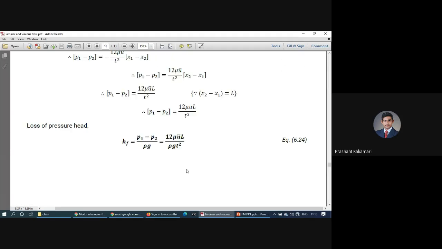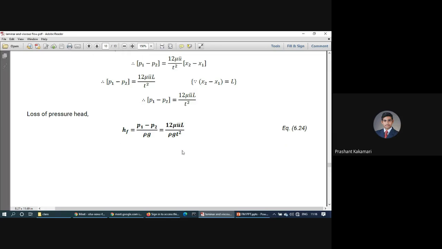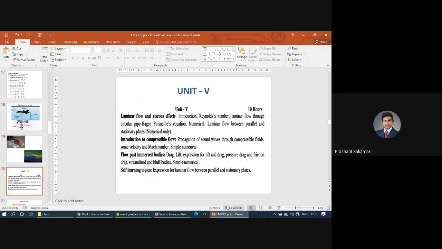Now we'll see the numericals on this using equations of flow between the parallel plates. So note down once again the pressure difference between two points in flow between the two parallel plates, that is P1 minus P2, is given by 12 mu u bar L divided by T square. Okay, that equation you can note down. Now we'll see some numericals using the same equations.